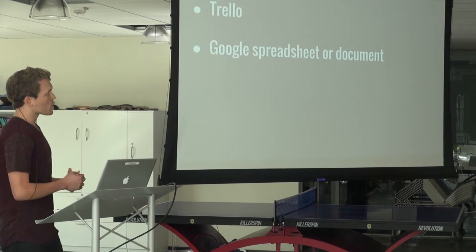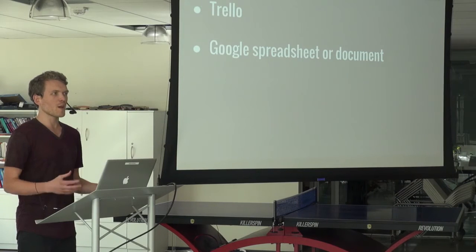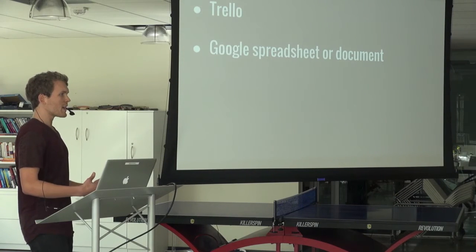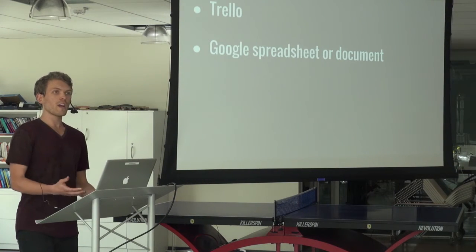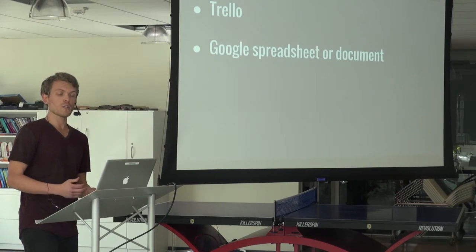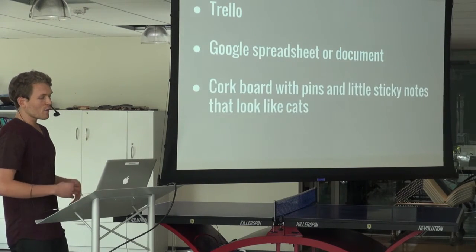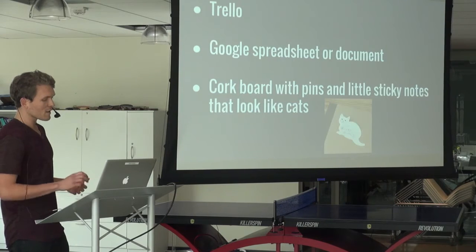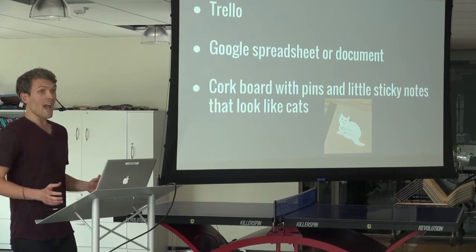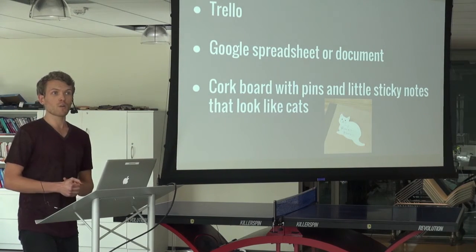But it doesn't have to be electronic. The key here is that it's just something that everyone has read access to, so visibility into, and write access to, so the ability to own and change it. So if your thing is a corkboard with pins and little sticky notes that look like cats, do that. Do whatever it is that is going to work for your team.